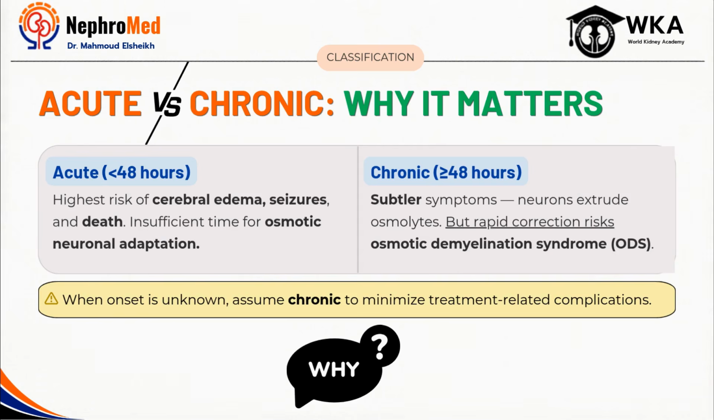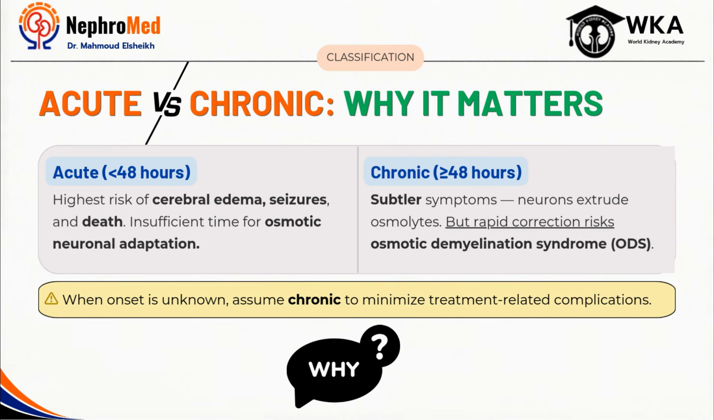One of the most critical distinctions in hyponatremia is whether the process is acute or chronic, because what really determines the danger is not only the sodium level itself, but also how quickly that change occurred. In acute hyponatremia, meaning less than 48 hours, the brain has not yet had enough time to adapt to this hypotonic environment. As a result, water rapidly shifts into brain cells, creating a high risk of cerebral edema, seizures, respiratory compromise, brain herniation, and even death. So acute severe hyponatremia is truly a neurologic emergency.